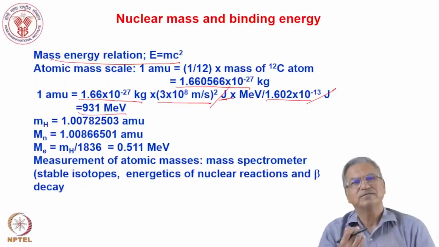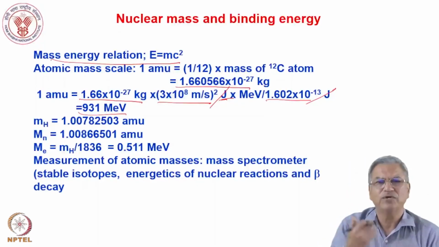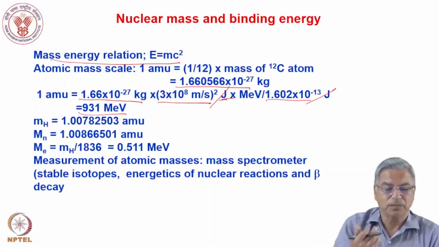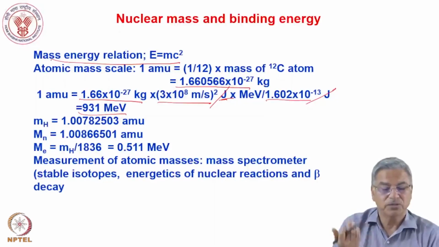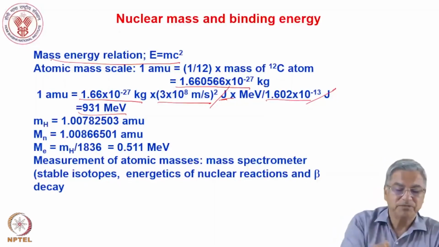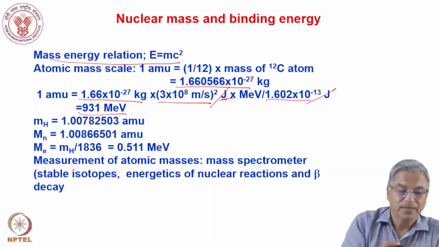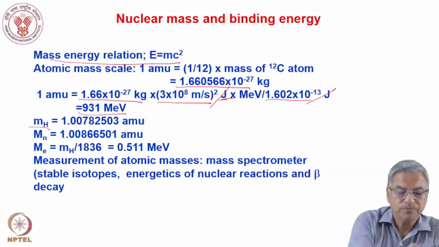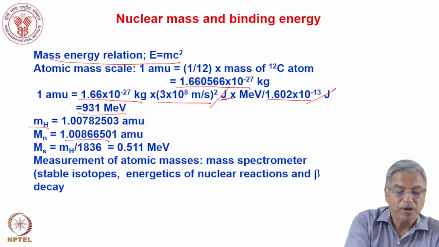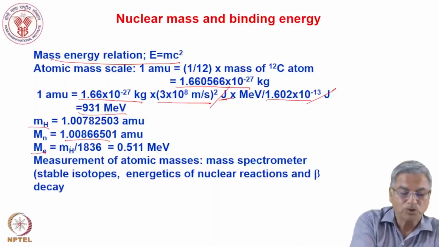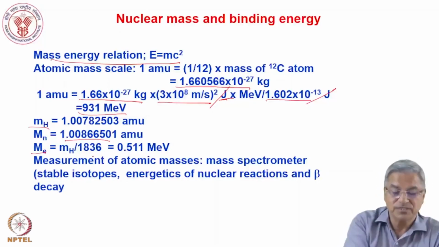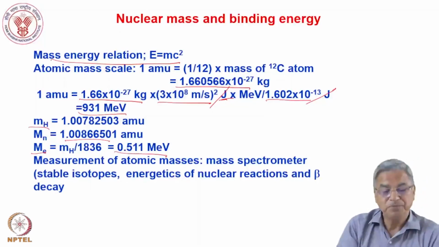So if the mass tables of nuclei are given in atomic mass units, you can convert them into MeV by simply multiplying by 931. The mass of proton is this much atomic mass unit, the mass of neutron this many mass units, and the mass of electron is the mass of proton upon 1836. So you can see 0.511 MeV.